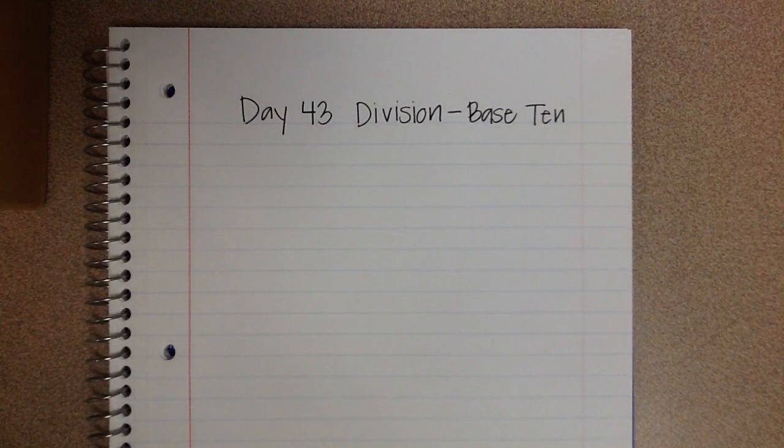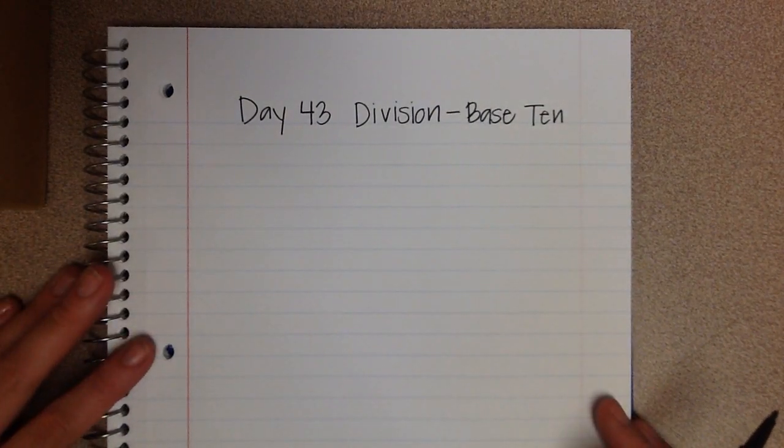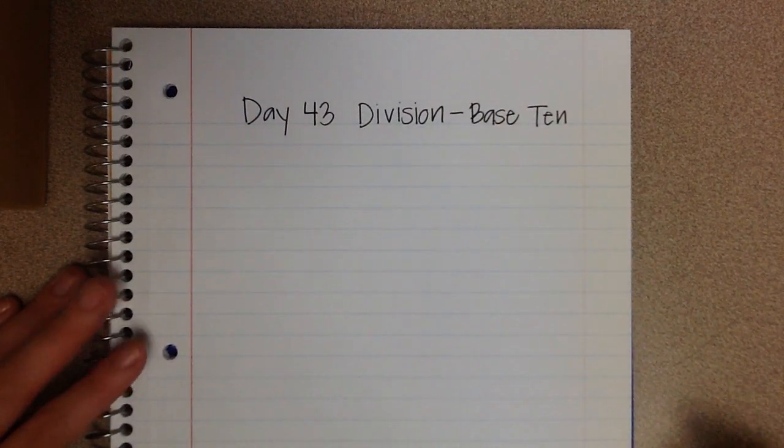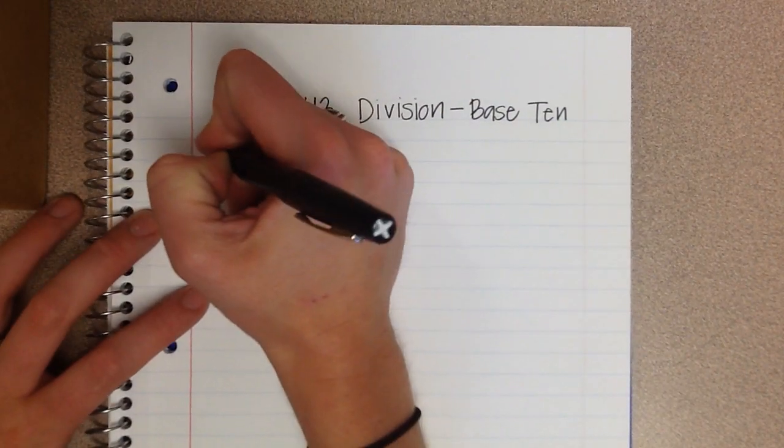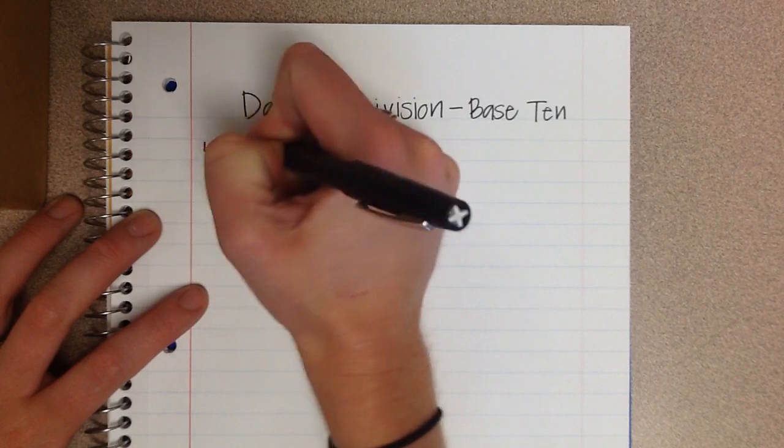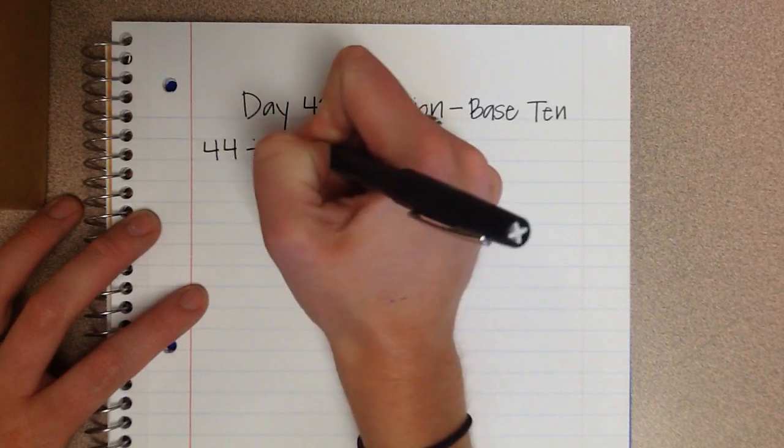whole numbers. And this is the first method, and this is a method that you can use, but you don't have to use it. But I need you to be at least exposed to all of the different methods. So this is the first one. So we're going to do 44 divided by 4.